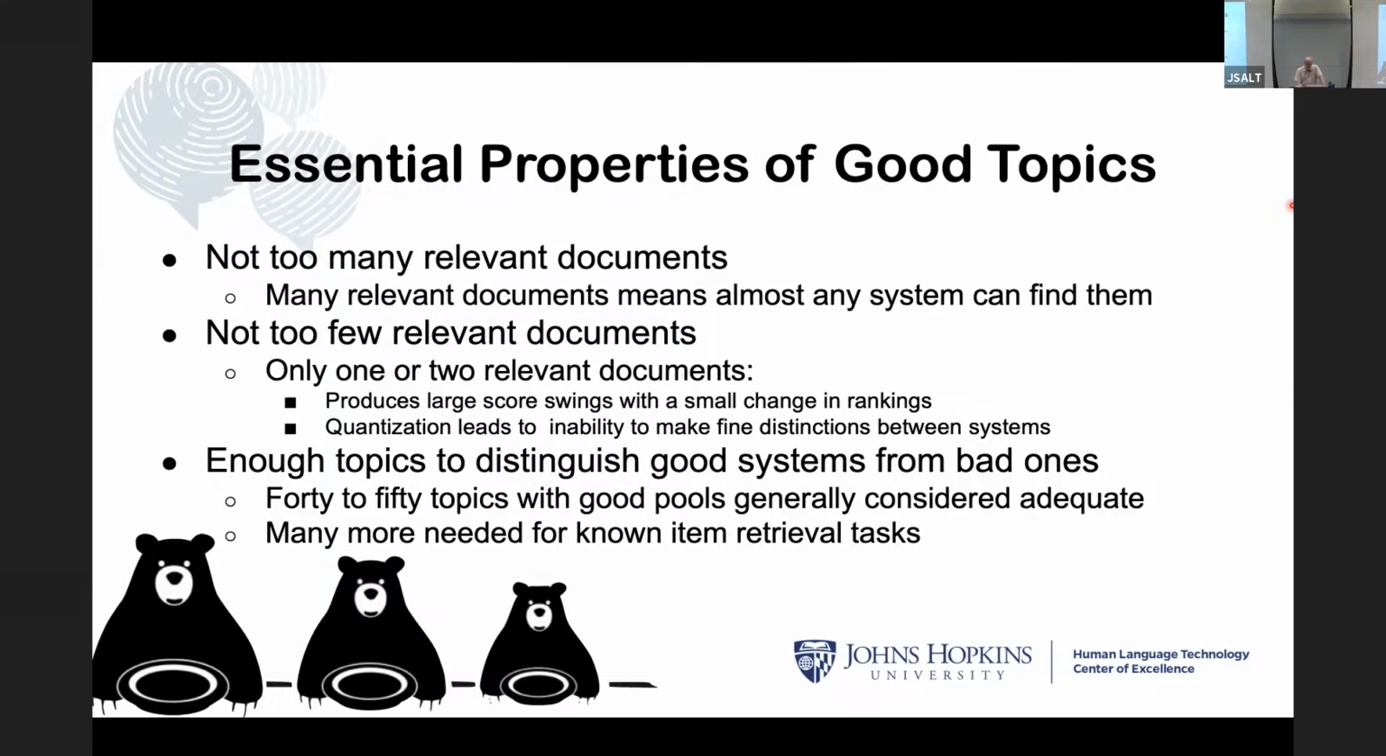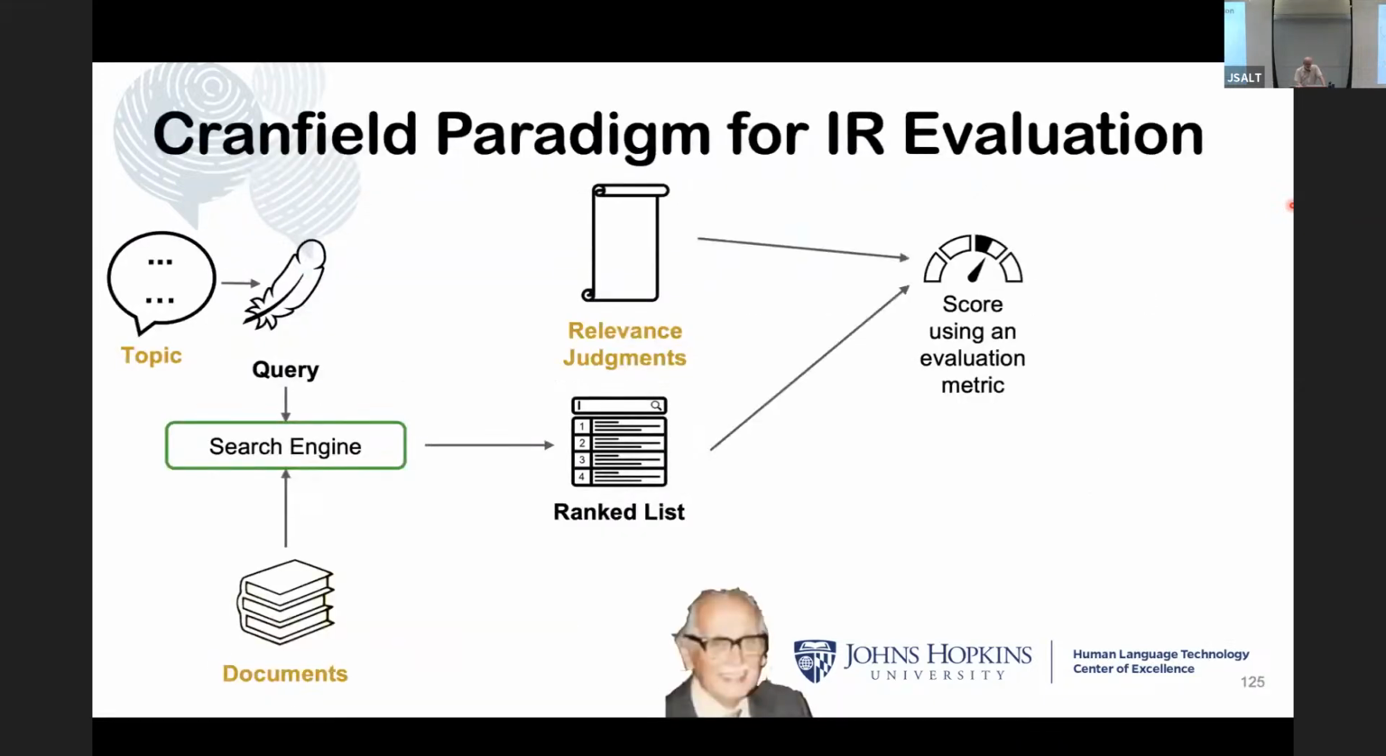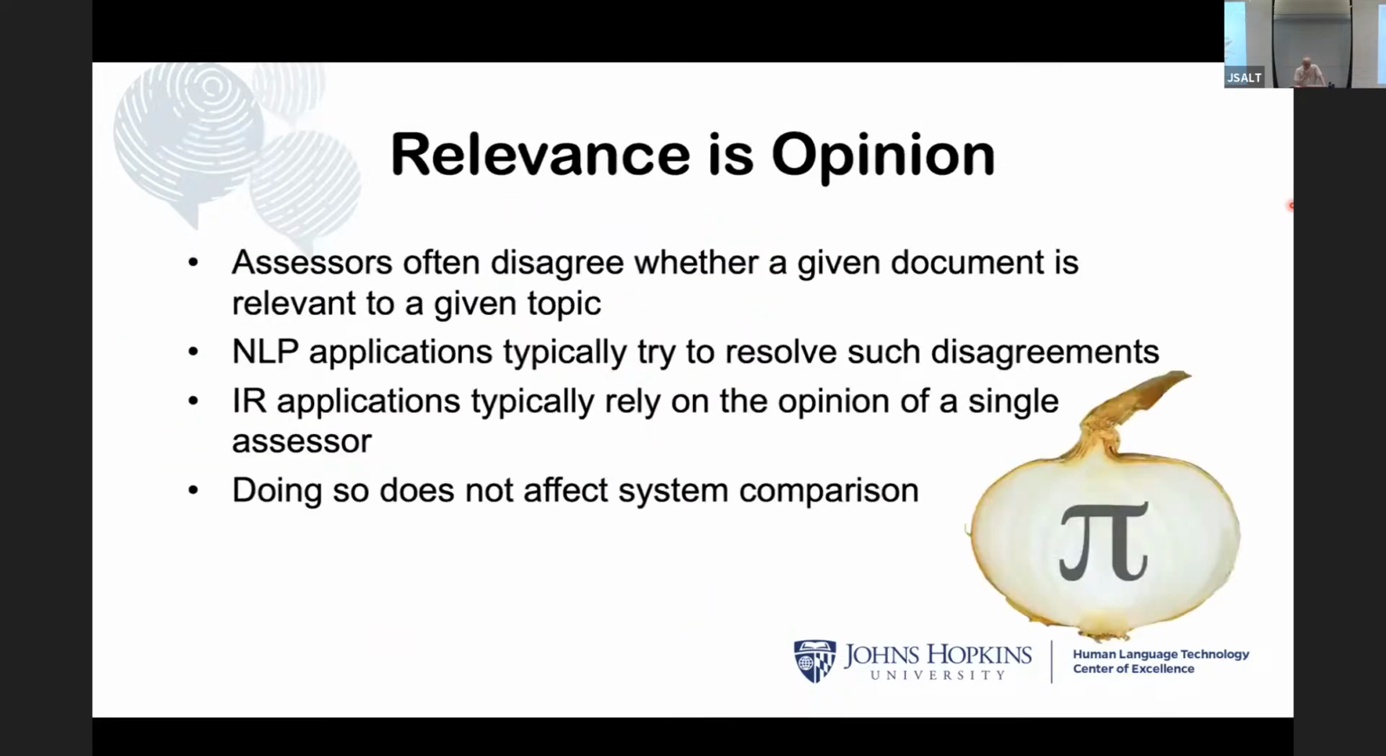So that's what an assessor has to do when they're building a topic. And then they have to do relevance judgments. And as I said before, relevance is an opinion in information retrieval evaluation. Whether this document is relevant to that topic is the opinion of the assessor, okay? We don't say it's truth. We just say it's their opinion.